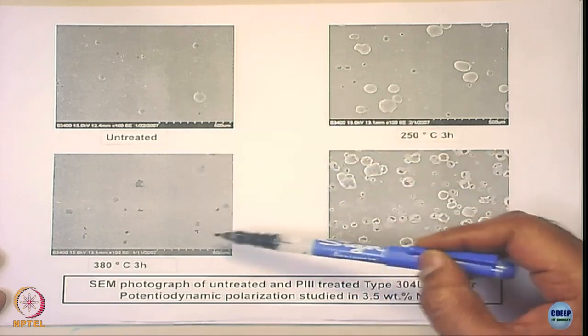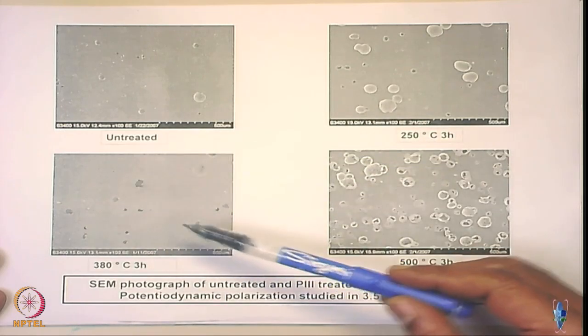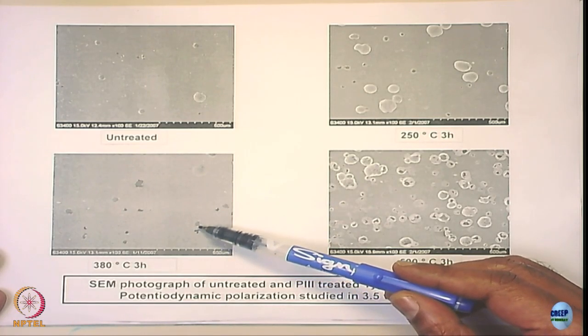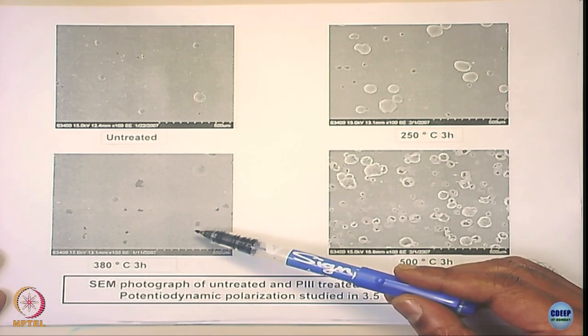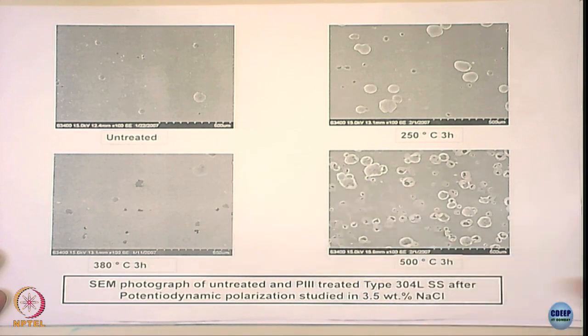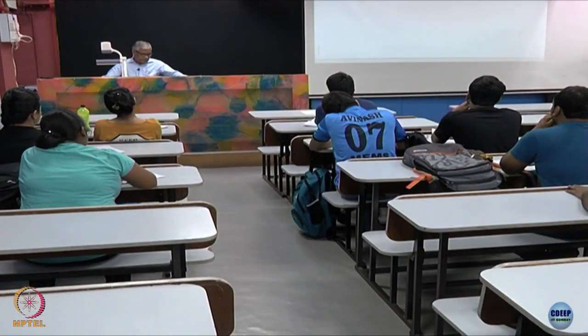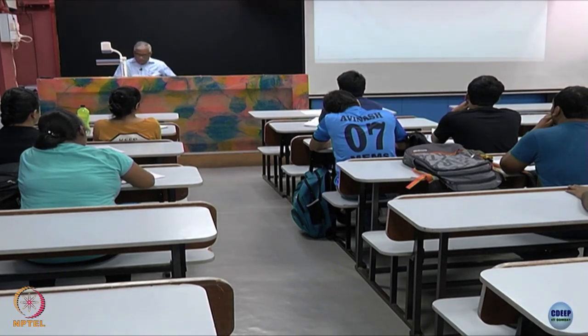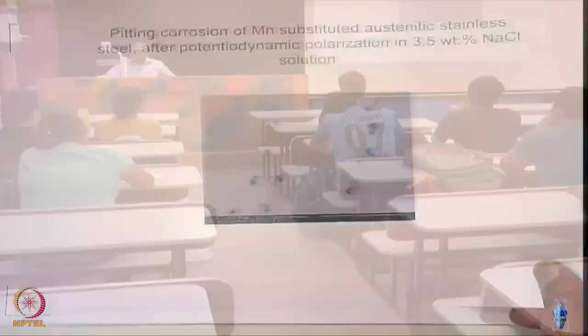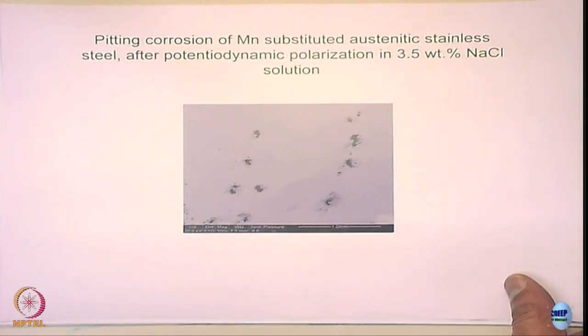So, essentially, I want to show that these can be microscopic. You can start with even submicroscopic levels. These pits start and then they grow, and they can start damaging. Sometimes the pit also can have very complex morphologies.